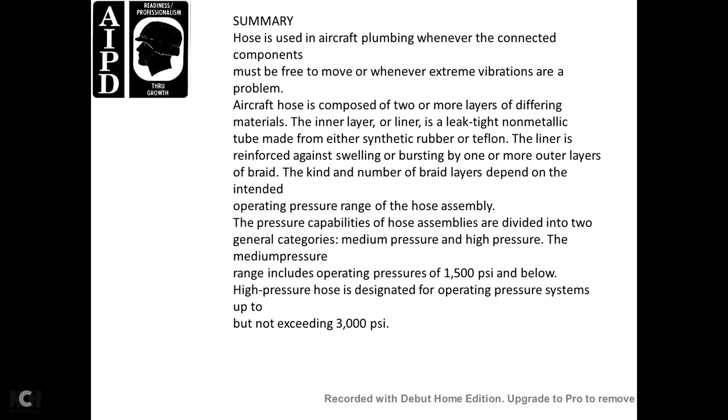Summary: hose in aircraft plumbing. Hose connected to components must be free to move wherever extreme vibrations are a problem. The aircraft hose is composed of two or more layers of different materials. The inner layer, or liner, is a smooth, tight, nonmetallic tube made of either synthetic rubber or Teflon. The liner is reinforced against swelling or bursting by one or more outer layers, the braid. The kind and number of braid layers depend on the operating pressure range of the hose assembly. Pressure capability of the hose assembly is divided into two general categories: medium and high pressure. The medium pressure range includes operating pressures of 1500 psi and below. High pressure hoses are designated for operating pressures up to but not exceeding 3000 psi.